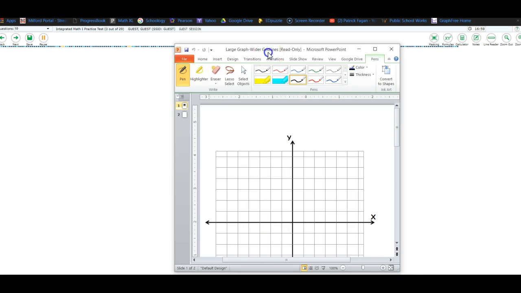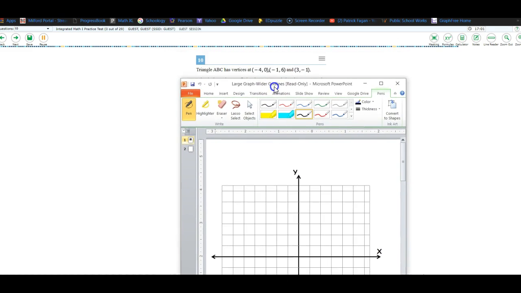So if I pull up a graph here, let's graph this guy. We'll put our points in blue. So -4, 0, -1, 6 is here. 3, -1 is down here. So let's connect the dots here. We have a triangle. Again, we're interested in the distance around the outside.